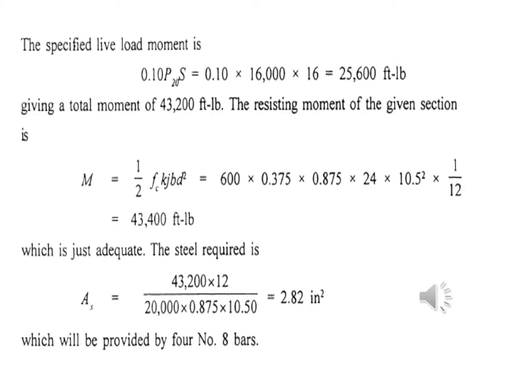The steel required is A equal to 43200 multiplied by 12 divided by 20,000 multiplied by 0.875 multiplied by 10.5, so you got 2.18 square inches. So we provide the final number 8 bar. Now look at that. Now you can see the 0.1 multiplied by P and S, the 0.1 multiplied by 16,000 multiplied by 16.